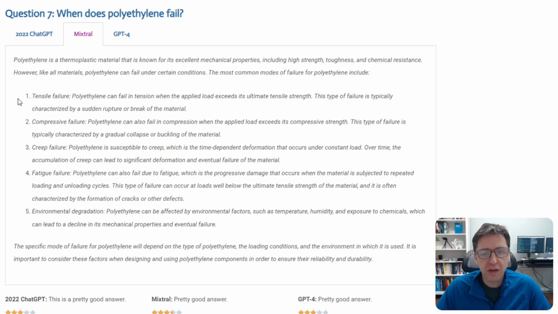It talks about the different classes of failure: again, tensile compressive failure, creep failure, fatigue failure, environmental degradation. So I think this is a pretty good answer. It's sort of as good as one would expect to such a broad, open question. So I like this answer. Actually, it's a pretty good one.